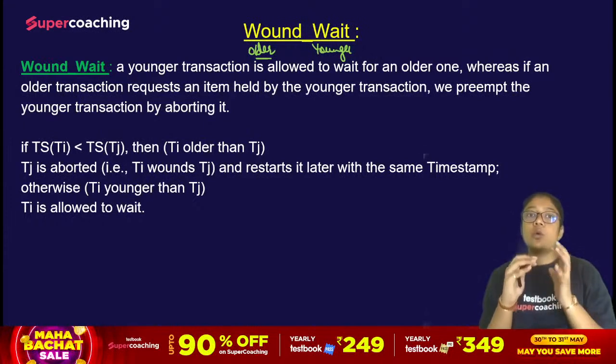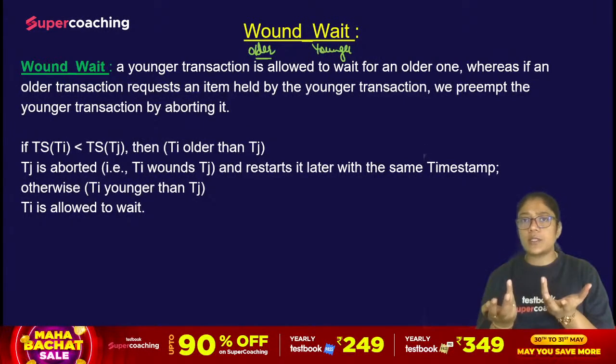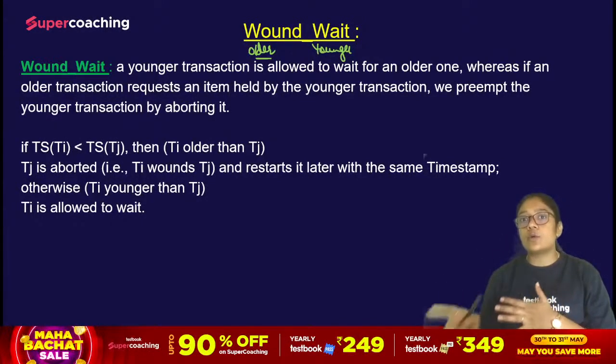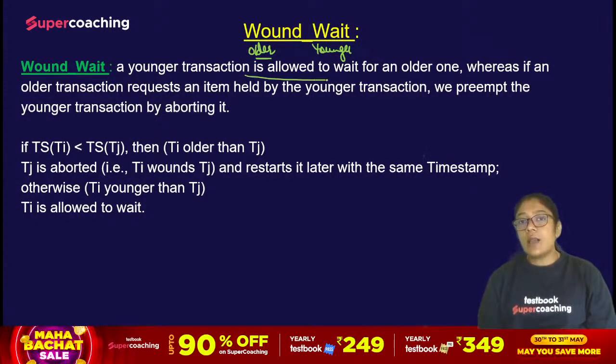The same goes here if an older transaction comes up. If there is no older transaction in the system that wants the resources, then the younger transaction will execute, no problem. But as soon as the older transaction comes and wants the resources, it will move against the younger transaction. A younger transaction is allowed to wait for an older one. Whereas if an older transaction requests an item which is held by the younger transaction, then we preempt the younger transaction by aborting it. After preempting, after some time the younger transaction can restart its execution with the same timestamp value.